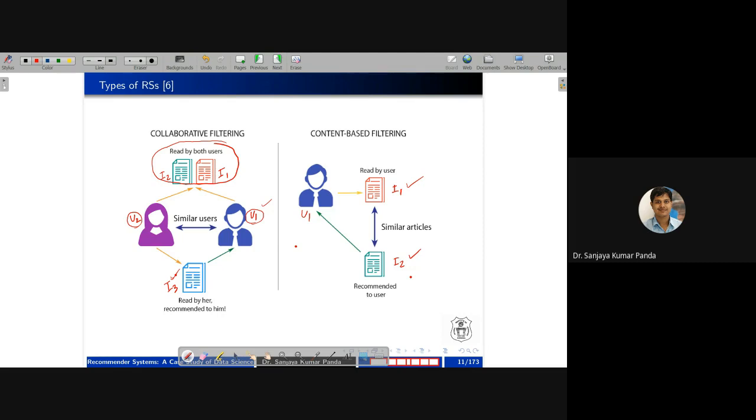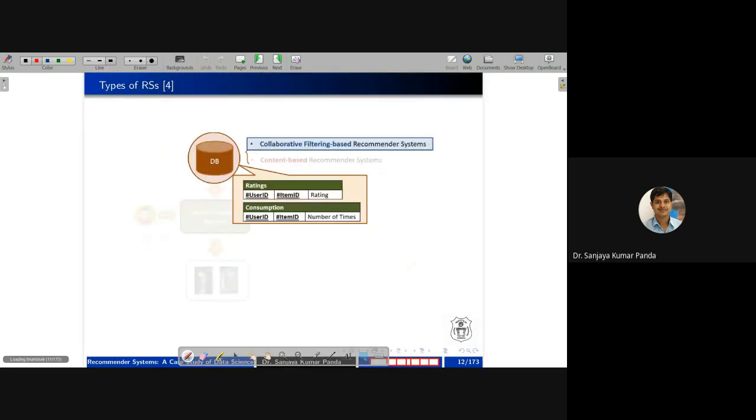Now let us discuss in the database perspective how it will look. Coming to the collaborative filtering system, collaborative filtering systems consider the ratings and consumption. These ratings and consumptions are nothing but the relationship between the user and item. Like user 1 purchased a particular item I1, rated 5 out of 5. Or user 1 listened to music I5 for 50 times. So these are nothing but the rating matrix and consumption matrix.